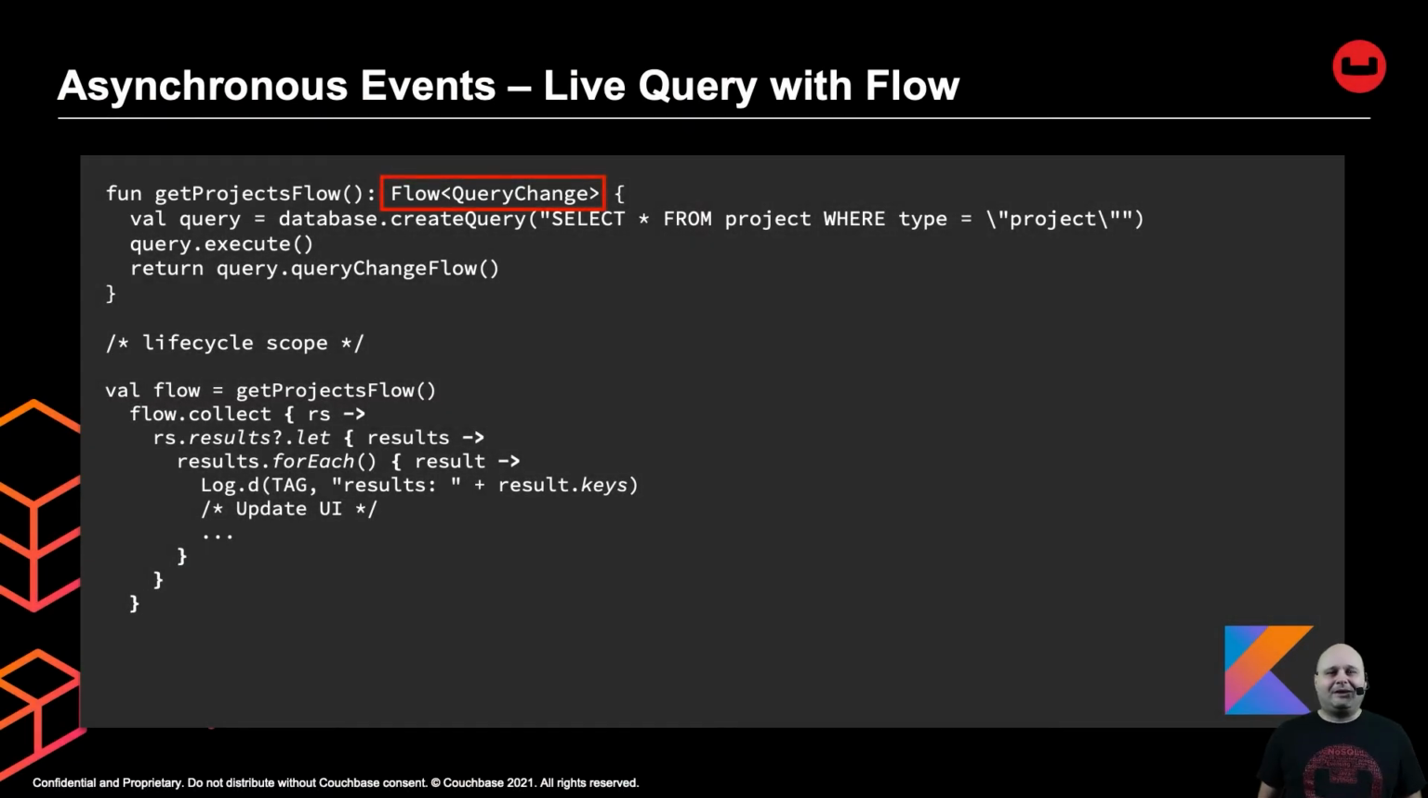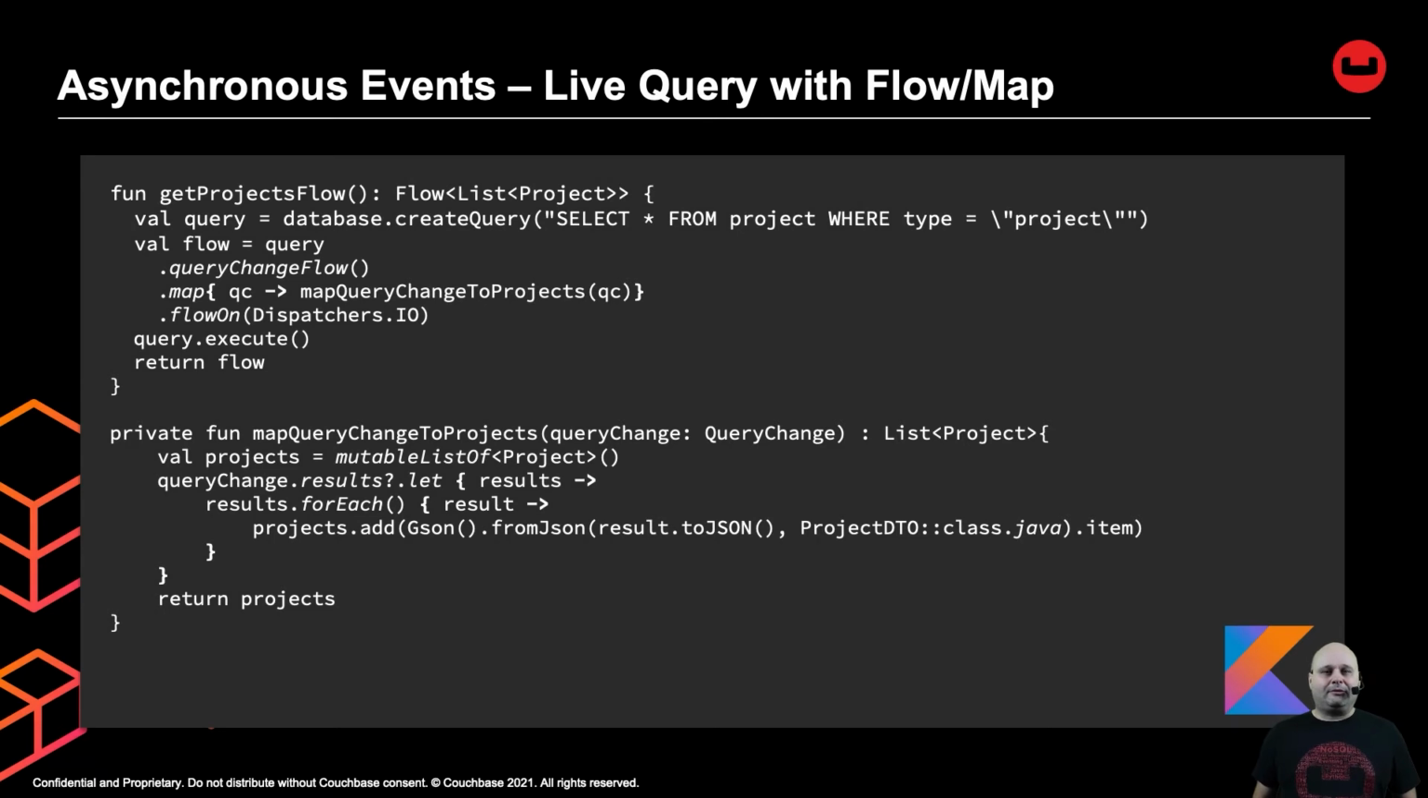In the code snippet example, we have a function that returns a flow of a query change object. The query is set up with a QueryBuilder query that filters the documents in the database that are of type project. Next, the query is executed, and finally the flow is returned. In this example, there is no data transformation done in the project flow function. Instead, the flow is returned, and it's up to the code that collects the query change to loop through the results and use the documents that are provided. For those developers that are concerned about separation of concerns between our code that queries the database versus our code that does business logic or talks to the UI, there's another way to handle this.